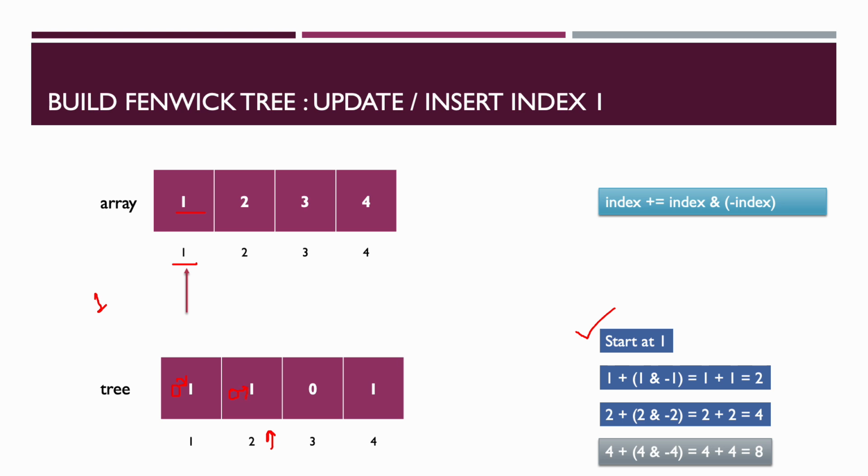Now again we are going to update the index. Now 2 plus 2 and minus 2 is 4. So now we go to the 4th index and we add 1. It was 0 here, now we have added 1, so right now the value is 1. Again, 4 plus 4 and minus 4 is 8, and this is out of bounds. So we are going to stop here. So after I called update 1 1, this is how my Fenwick tree looks.